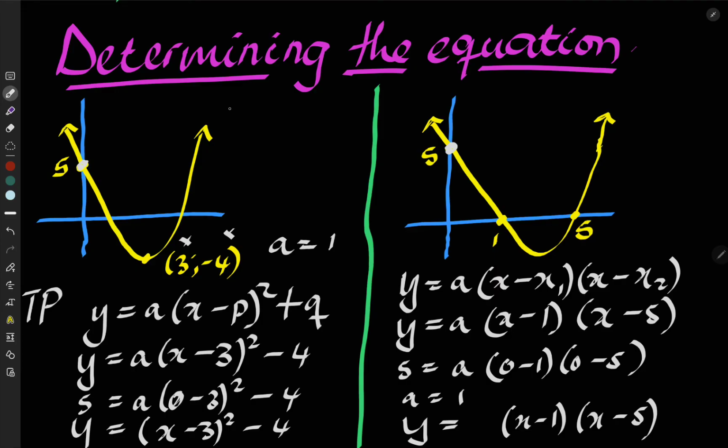So sometimes they ask you, oh, put it in the format y is equal to ax squared plus bx plus c. What you simply do, you expand this equation, and that's how you determine it in the form ax squared plus bx plus c. I hope that makes sense, guys.